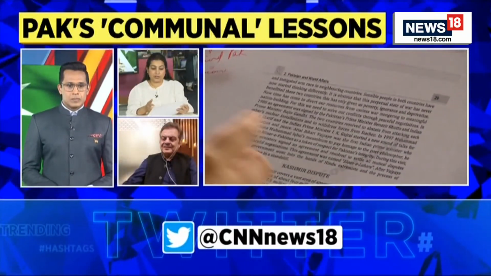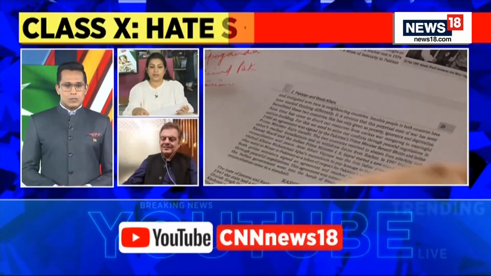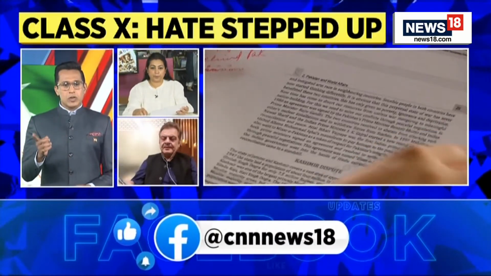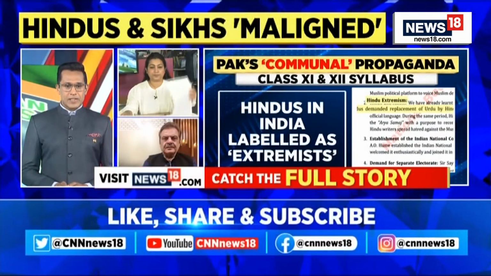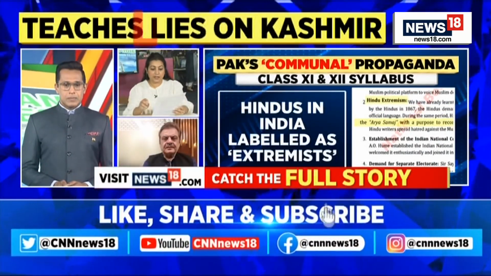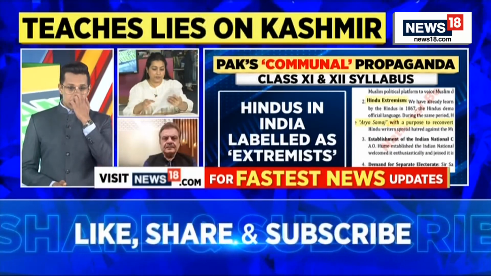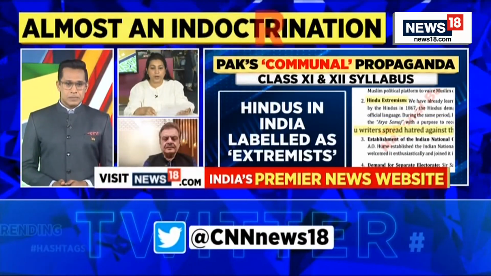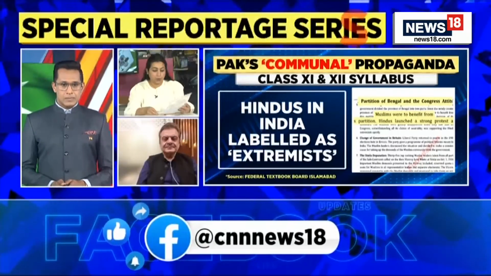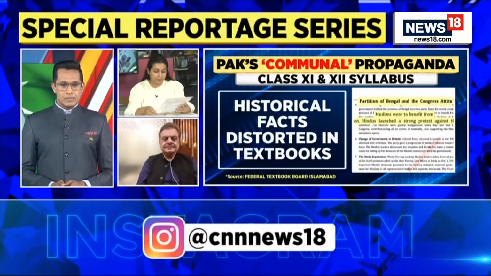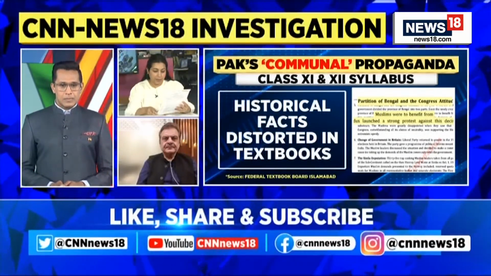So I don't know if we have read books like this in our curriculum. And the textbook celebrates Direct Action Day. Yes, I can read that bit, which is very important to be read out to people who are not believing that this is actually a fact in this book. So Direct Action Day, I'll just read out the entire para.